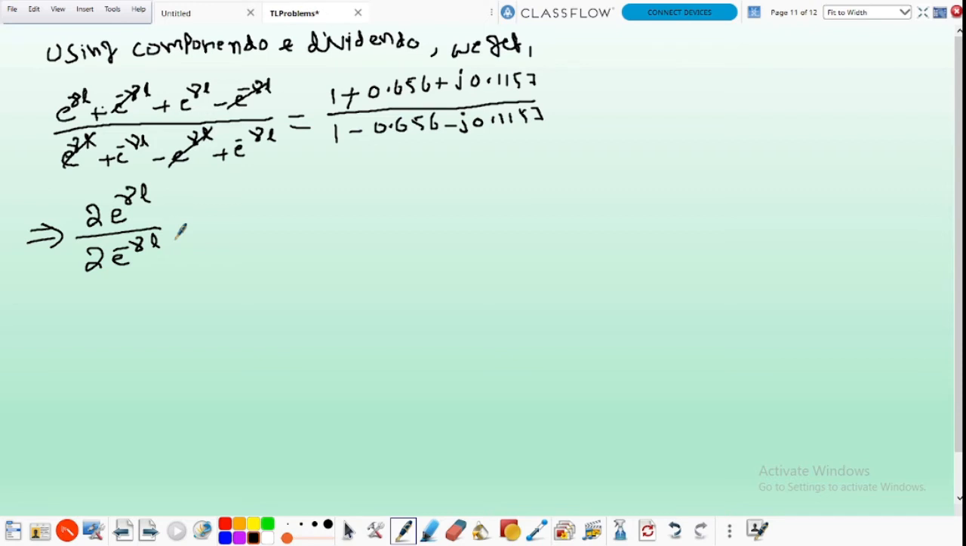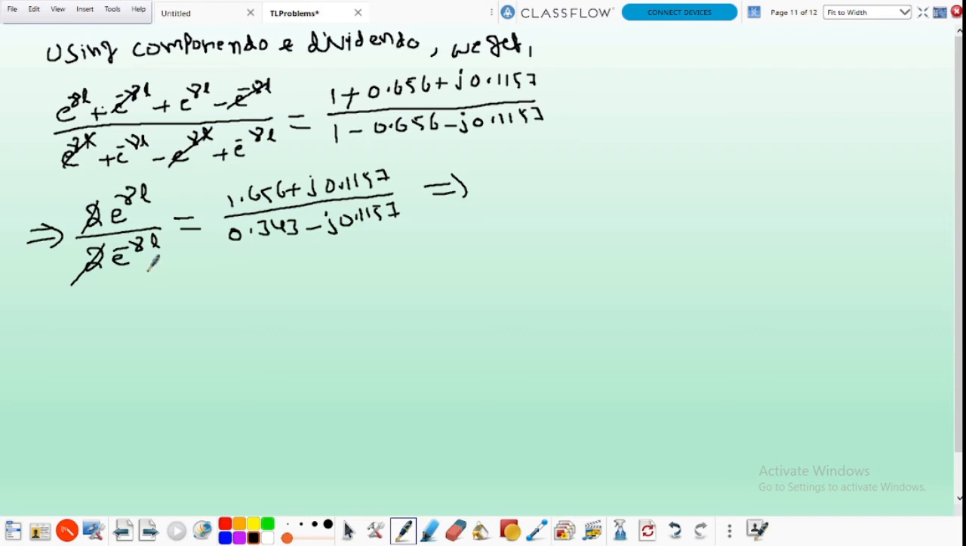That is equal to, and the RHS term is 1.656 plus j 0.1157 divided by 1 minus 0.6, which is 0.3434 minus j 0.1157. That is equal. On the LHS, the 2 in the numerator and denominator is cancelled.